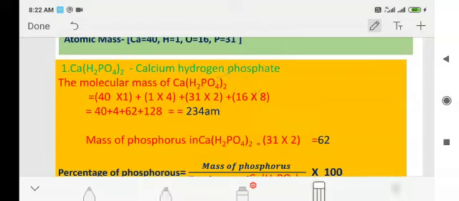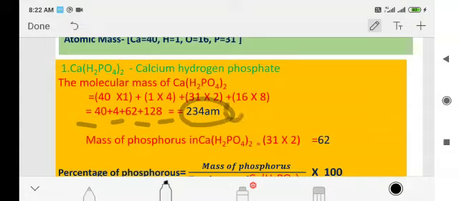So all the multiplications have been done, and now you have to add all those masses. 40 plus 64, 60 to 128. In that way you will get the mass of calcium hydrogen phosphate as 234 AMU. It is AMU. Okay, which is 234 AMU.